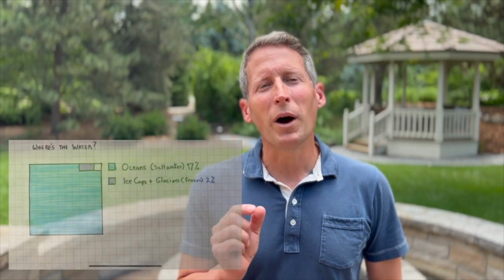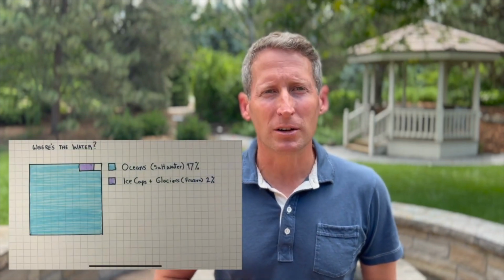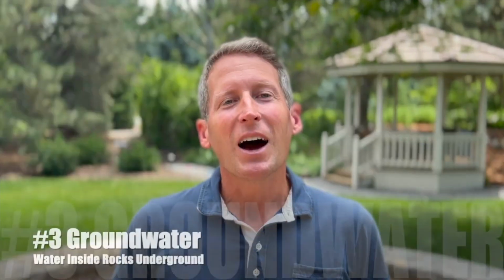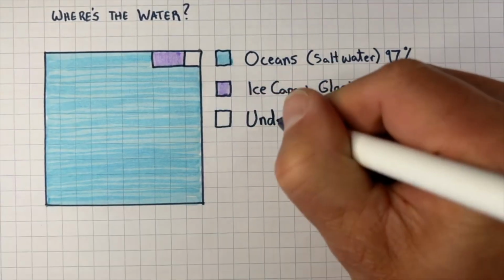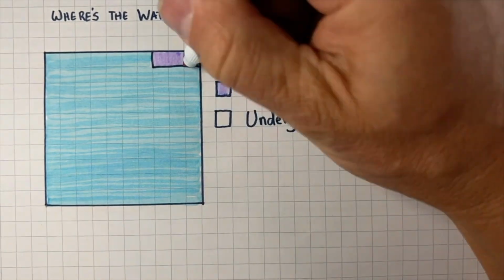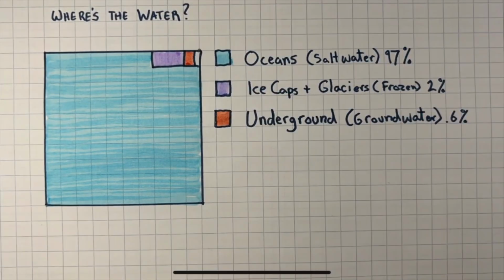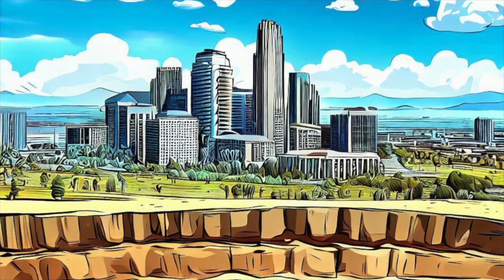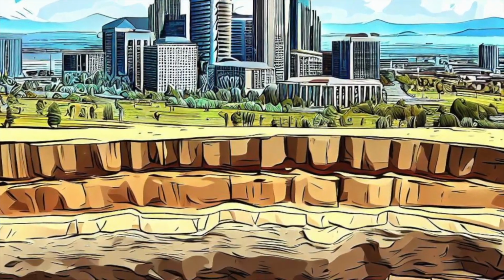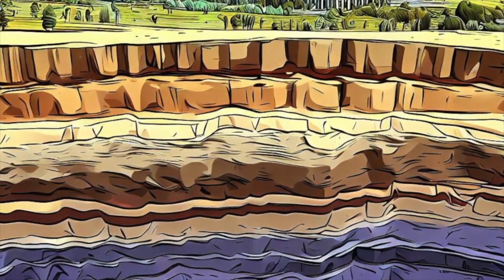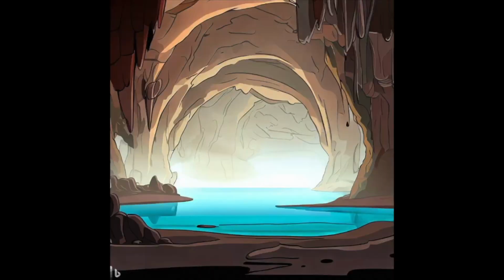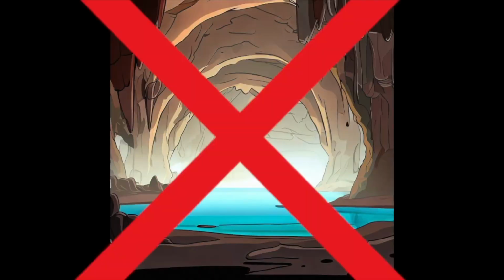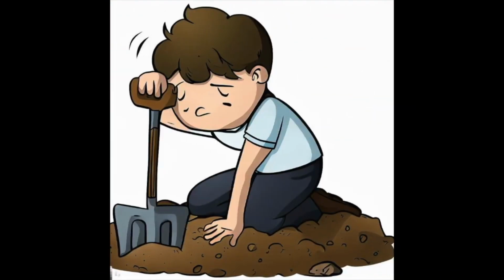That leaves just 1 empty square on our chart. Which brings us to the next place you find water on Earth. Underground. It's called groundwater. This is around 0.6% of all the water on the Earth, a little over half of a single box on my chart. We do have wells in the Earth that pump it up, but it's literally inside of rocks, not in big caverns with lakes at the bottom. And while useful to some people, most of it's impossible to get.